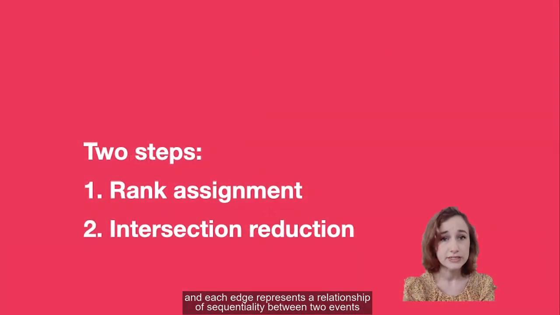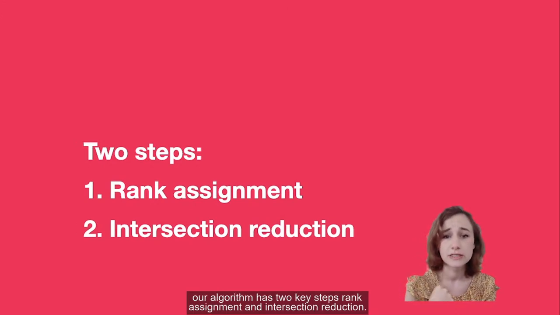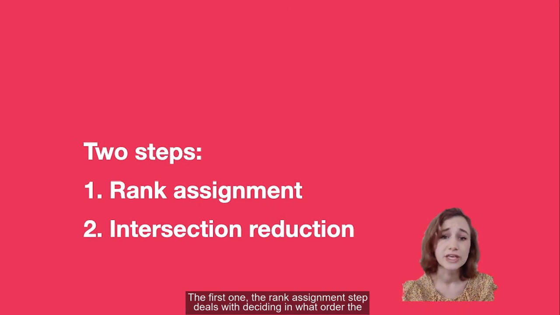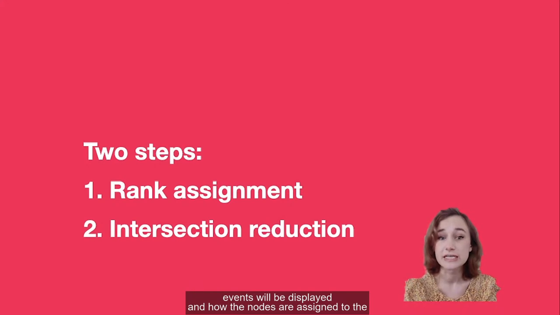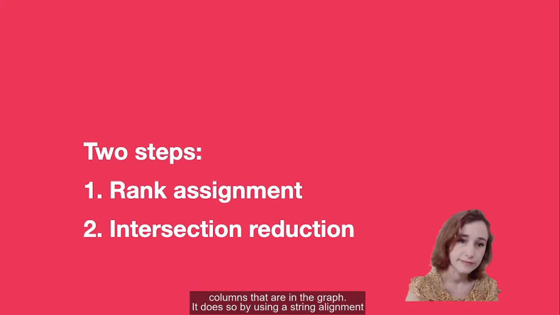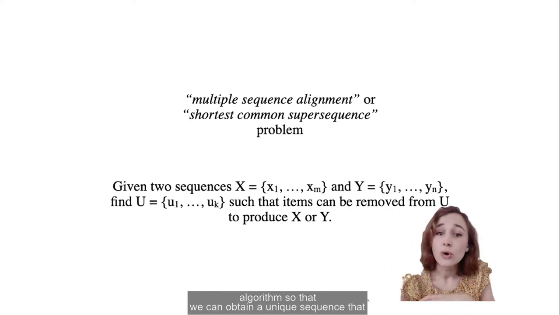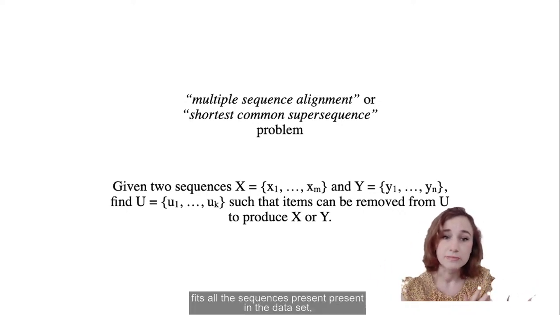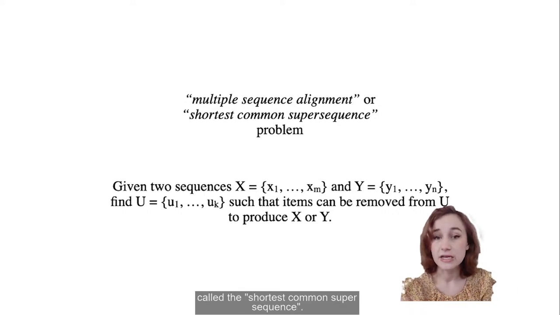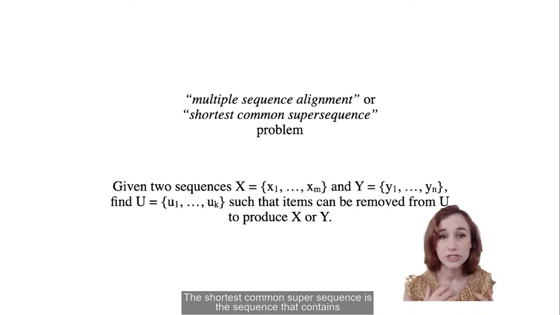The first one, the rank assignment step, deals with deciding in what order the events will be displayed, and how the nodes are assigned to the columns that are in the graph. It does so by using a string alignment algorithm so that we can obtain a unique sequence that fits all the sequences present in the dataset, called the shortest common supersequence. The shortest common supersequence is the sequence that contains all the sequences of a collection as subsequences. In other words, if U is the supersequence of X and Y, U should contain both X and Y.